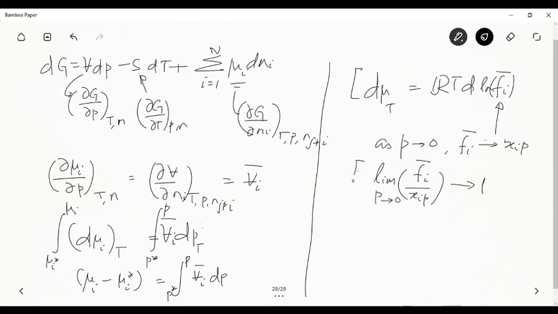This statement, along with the previous one, completes the definition of fugacity of a substance as it exists in the mixture. Just like in the case of a pure substance, d mu i is equal to RT d log fi, where the limit of fi by P as P tends to 0 is 1. That is the definition for a pure substance. In the case of a mixture, fi bar is the fugacity of the substance as it exists in the mixture, and XiP is the partial pressure of the substance in the ideal gas limit. So in the ideal gas limit, fi bar divided by XiP tends to 1, that is, fi bar tends to XiP. That is the basic definition of fugacity as it exists in the mixture.